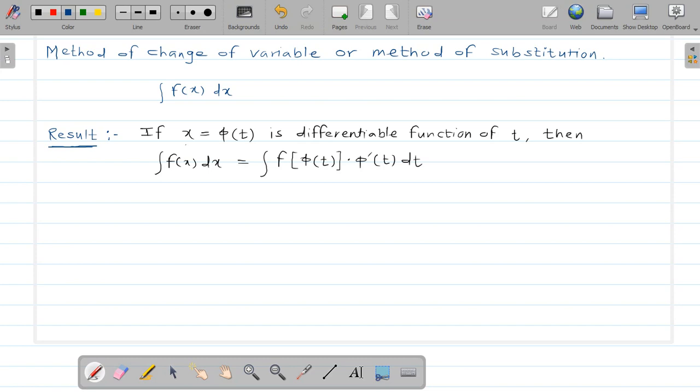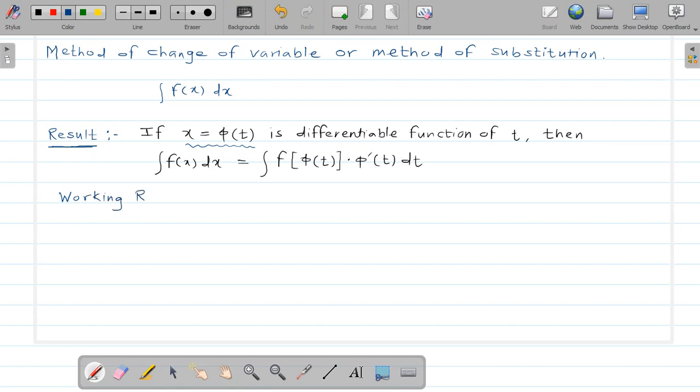So here the result says that in place of x, if I put x is equal to phi of t, where phi of t is a differentiable function of t, then integration f of x dx can be reduced to the form of integration of f of phi of t into phi dash of t dt. So theoretically this is the substitution method to simplify the given function or to reduce it to the standard form. Now I will explain the working rule of this result.